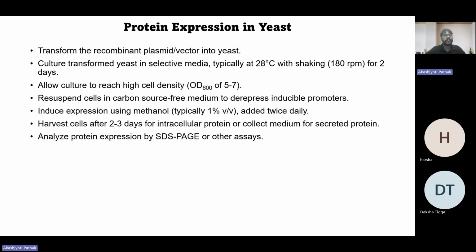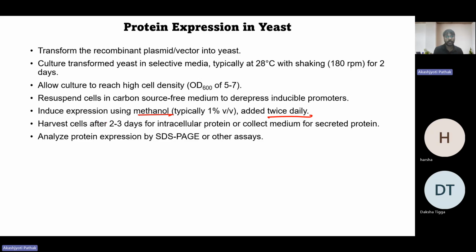But some proteins require expression for a very long time. After IPTG induction, you have to incubate the culture for 16 hours or 18 hours. Only then is your protein expressed in sufficient quantity. But for yeast, what is the chemical that you have to add? You have to add methanol. Okay. Typically, 1% volume by volume is added twice daily for expression of the protein.